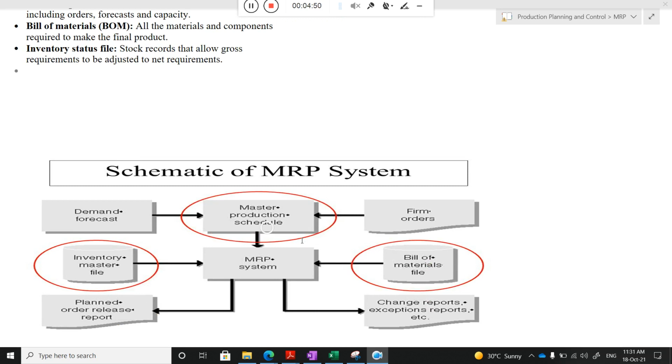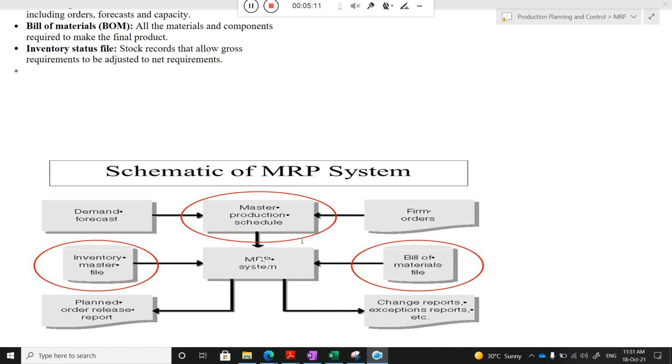When I talk about the master production schedule, that is actually the demand from the customer, or you can say the forecasting. So the demand forecast will be passed to the master production schedule. Sometimes you will directly pass some orders into this master production schedule, and that master production schedule is the input for the MRP.